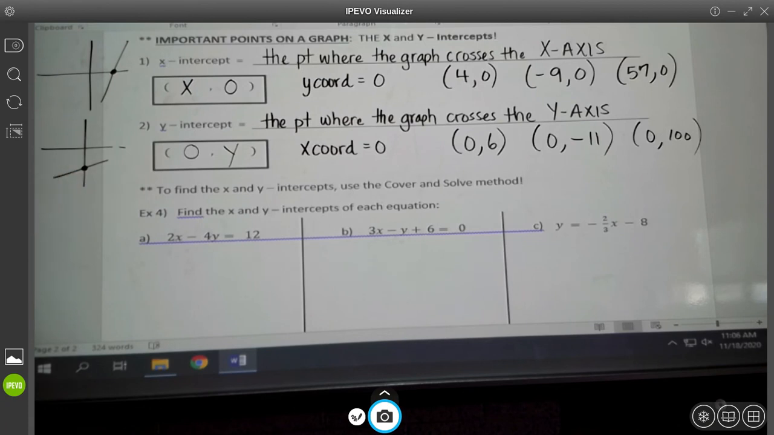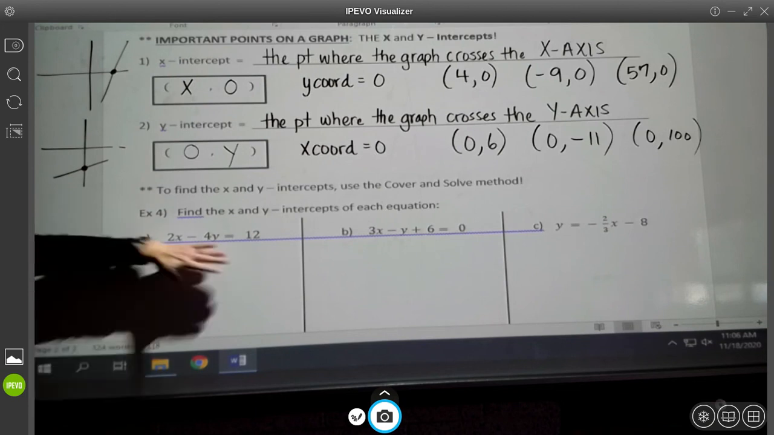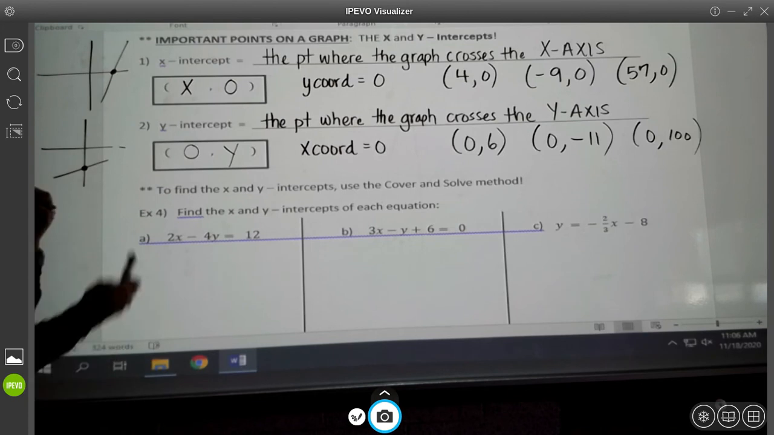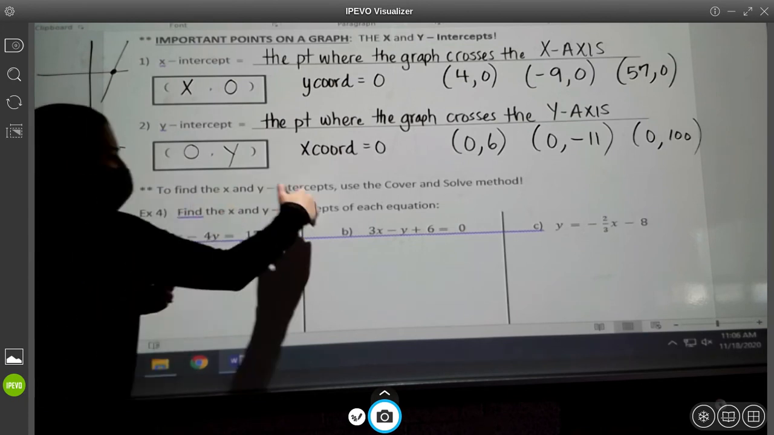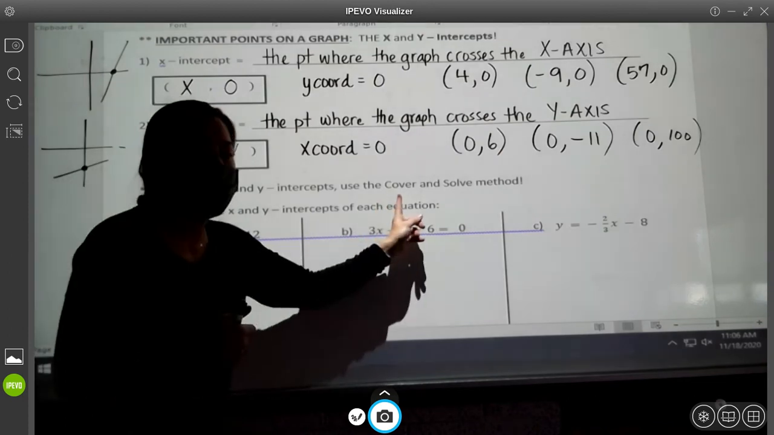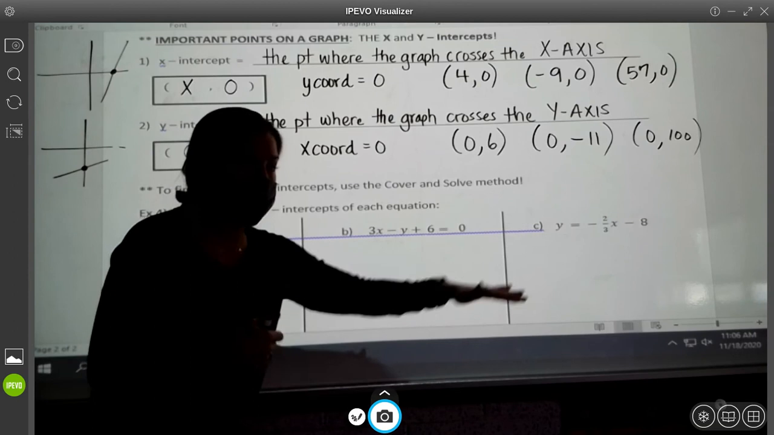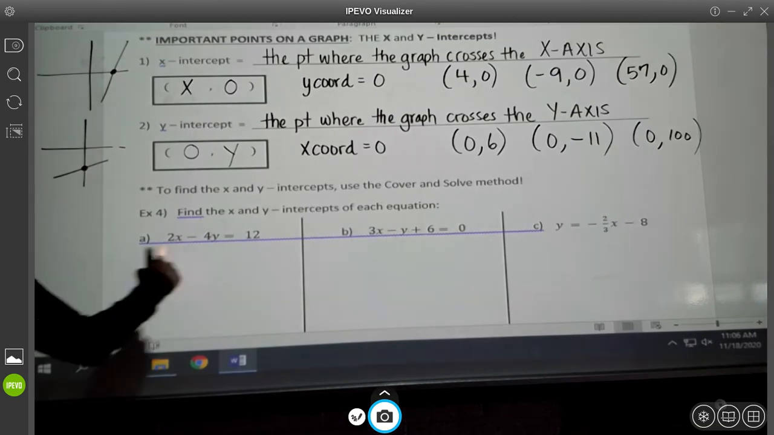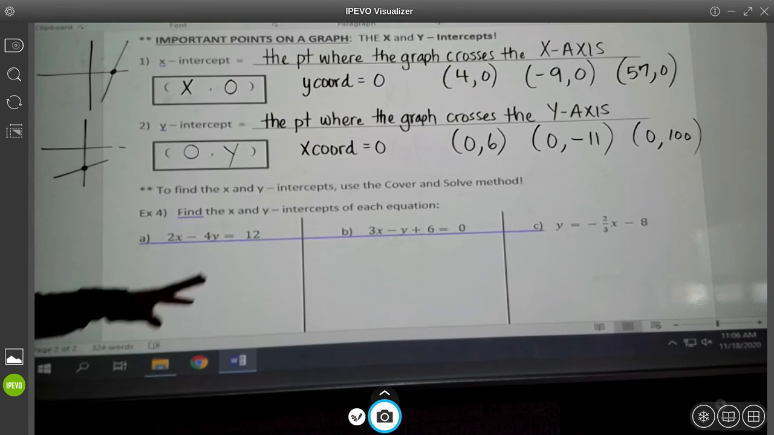So, guys, to find the x and y-intercepts from an equation, I use what I call a cover and solve method. All right? So let's find them. So guys, this is what I do. I just get myself organized. I'm going to take this equation. Without looking at its graph, I'm going to find its x and y-intercept. So I give myself like a little T-chart just to organize my information. You obviously don't have to do this. I just do it for organizing purposes.